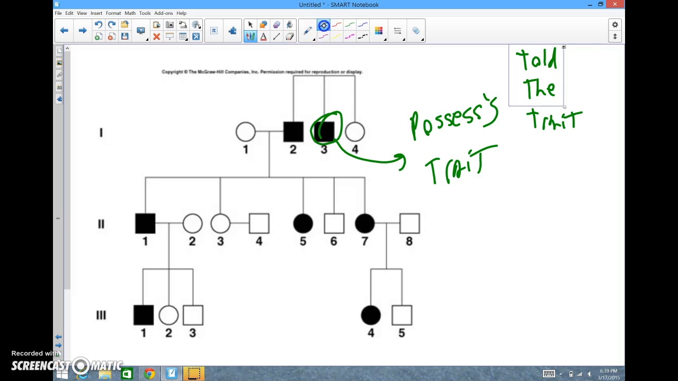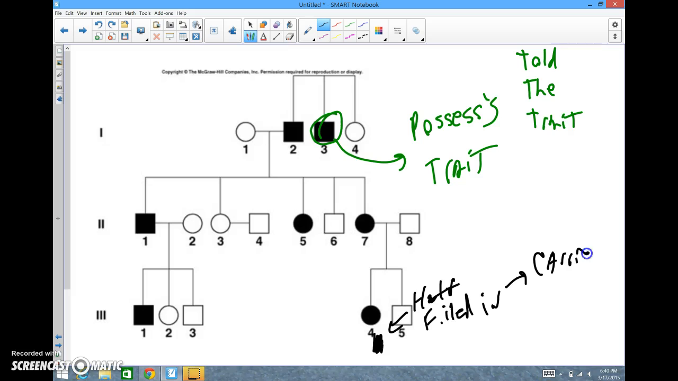Occasionally you will see pedigrees, and this is not a consistent thing. So sometimes you'll see pedigrees where there is an individual that is half colored in, okay? Well, that was weird. So someone who's half filled in, that person carries the trait, which typically means that they are heterozygous, which is a term that we should be familiar with from our work with genetics so far.